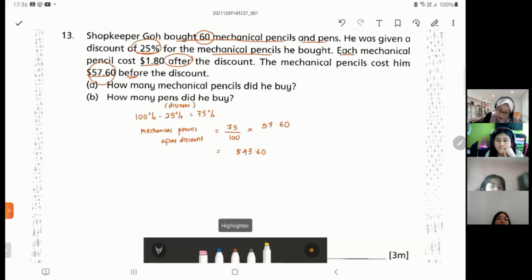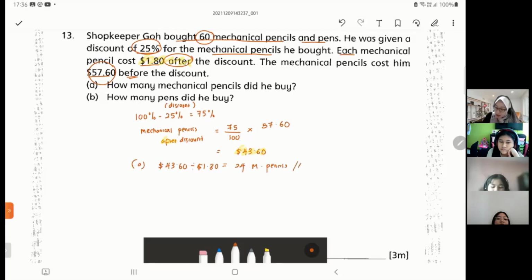So I know that each mechanical pencil costs this much after the discount. This is also after the discount, right? So what do I do to find the answer for part A? I take $43.60 divided by $1.80. Just press on your calculator and you are going to get 24 mechanical pencils. Answer for part A is this.